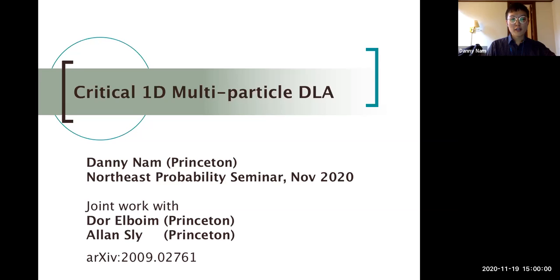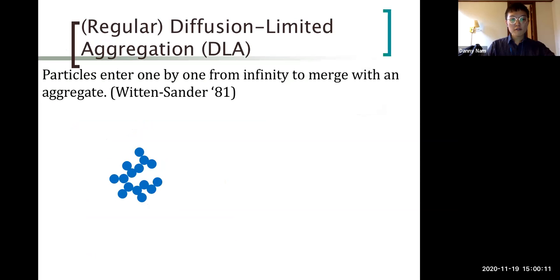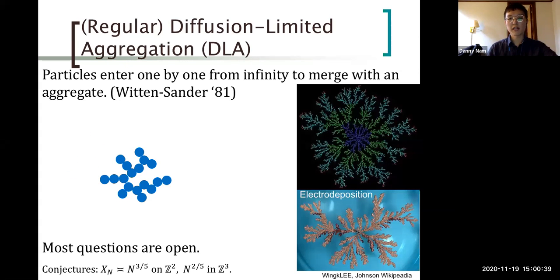So I'm going to talk about critical one-dimensional multi-particle DLA, which is a joint project with a fellow grad student, Dor Album, and my advisor, Alan Sly. So some of you may have heard about the model diffusion limited aggregation. This is the model that describes the growth of a fractal. On a domain, initially you have a single frozen particle at the center, and particles enter one by one. One particle enters from infinity, performing a simple random walk until it touches the existing frozen component and freezes together. After that, the next particle enters and repeats the same thing.